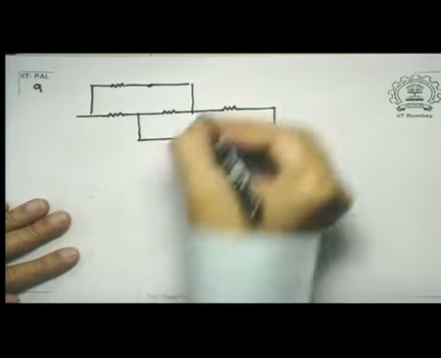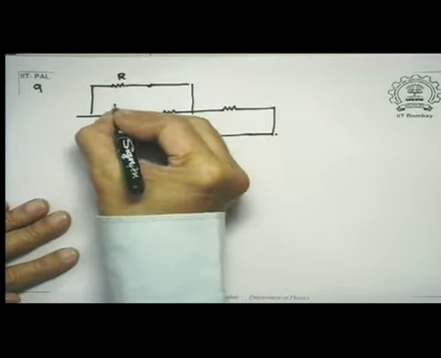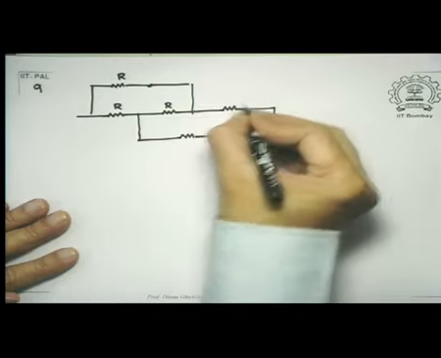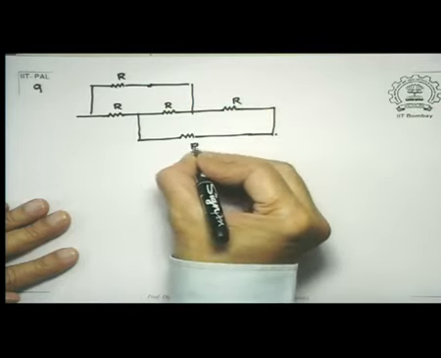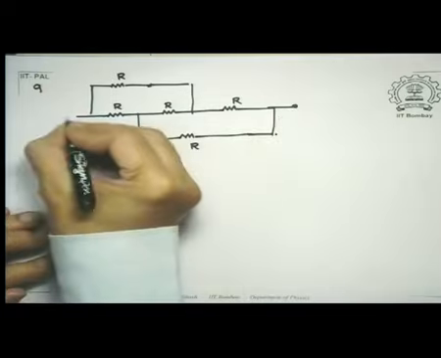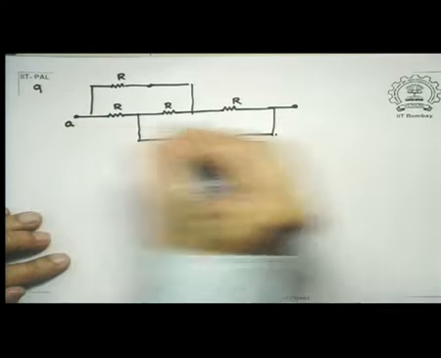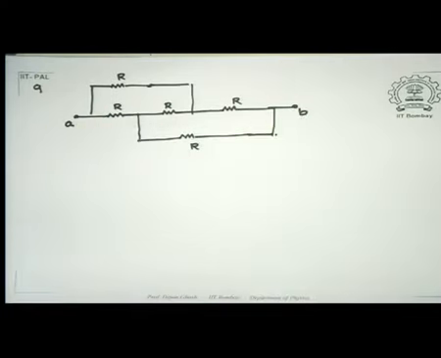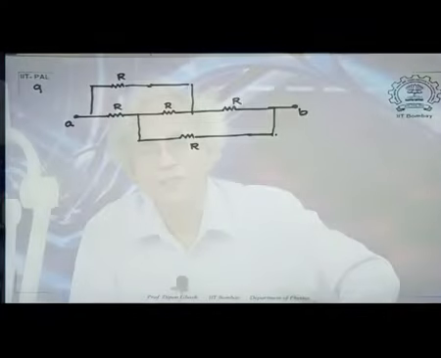Let me give some name. Suppose each one of them is R. The problem is, find the equivalent resistance between A and B. Once again, the circuit is neither a series combination nor a parallel combination, and it is very difficult to do it by that method.